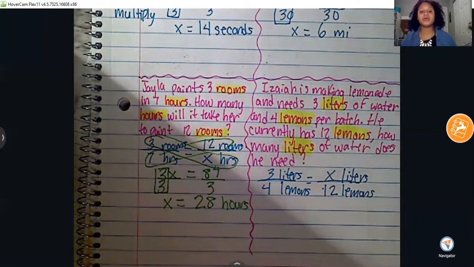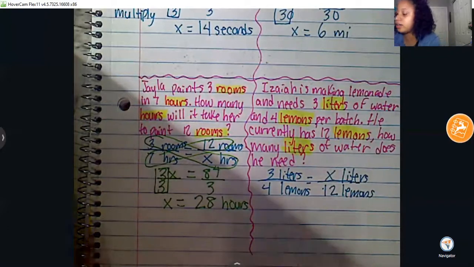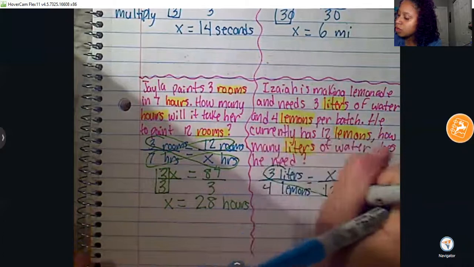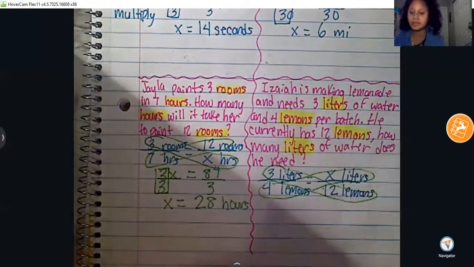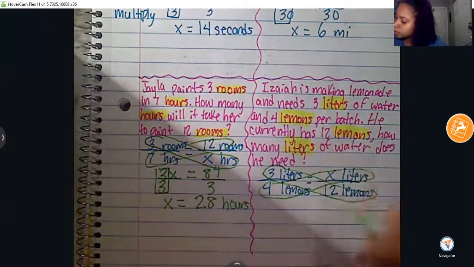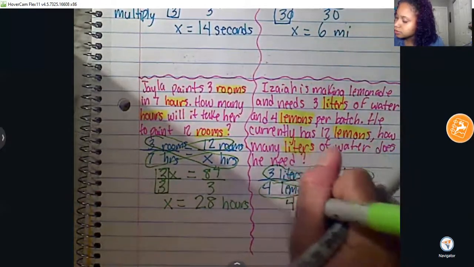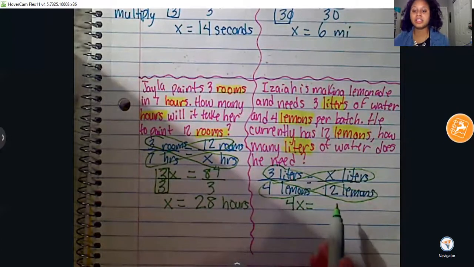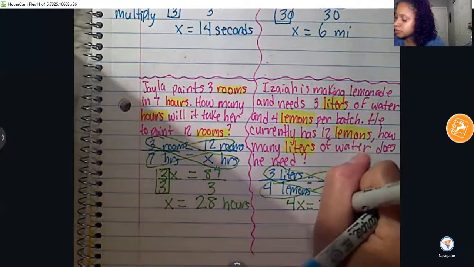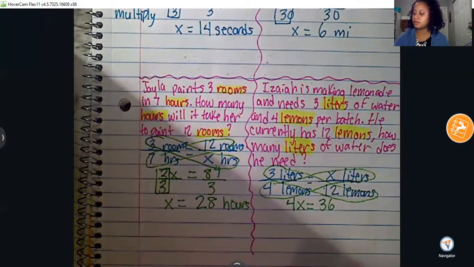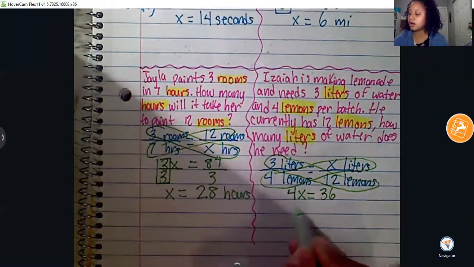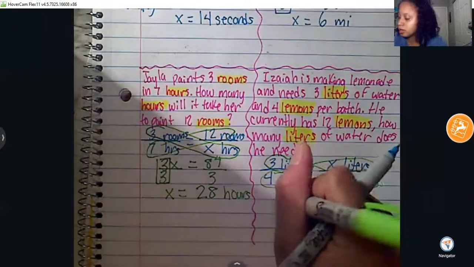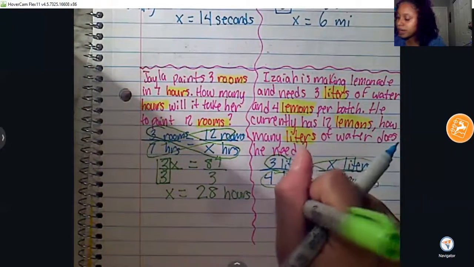So then now we are just going to cross multiply and divide like we've done in the previous problems. 3 times 12 and 4 times X. So we have 4 times X, which equals 4X. And then 3 times 12, which equals 36. And then this becomes a one-step equation that we need to solve. So we are going to take our coefficient, which is our number next to X, and use that to divide on both sides by 4.